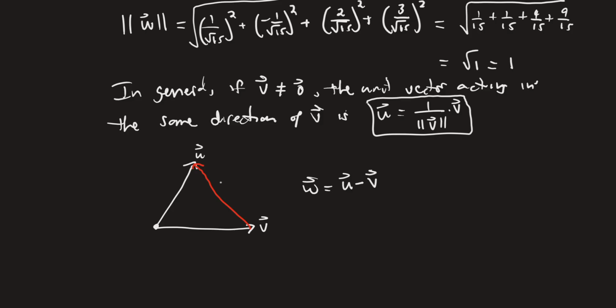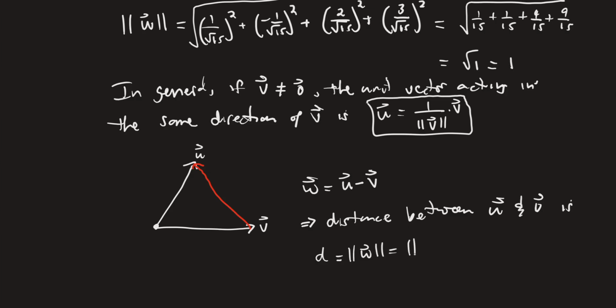And then if I'm trying to find the distance of that red directed line segment, I could just take the norm of this difference, right? So this implies that the distance between u and v, you could just call it d for distance, would be the magnitude of this new vector, this red vector that I just defined as w, which is this.